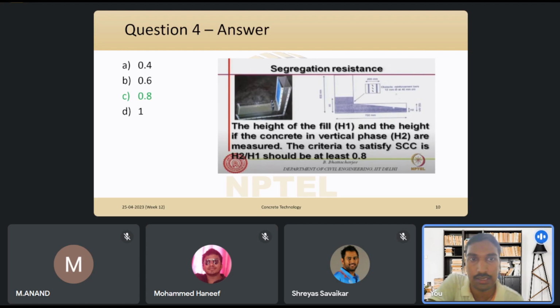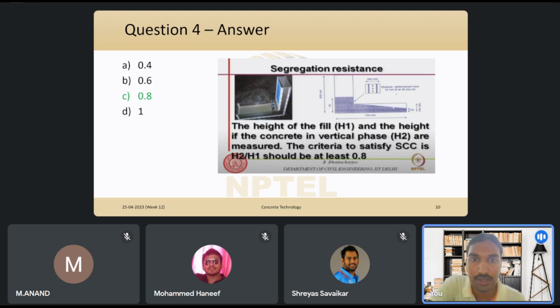So what is segregation resistance? You have different components: coarse aggregate, paste, water, and so on. Segregation means the separation of your concrete into these individual components. If it separates into these different components, you say that it has segregated, but you do not want that to happen. It should be homogeneous. Anywhere within the concrete you take, all the components should be present in the same proportions. So this test will measure how resistant your self-compacting concrete is to this segregation.